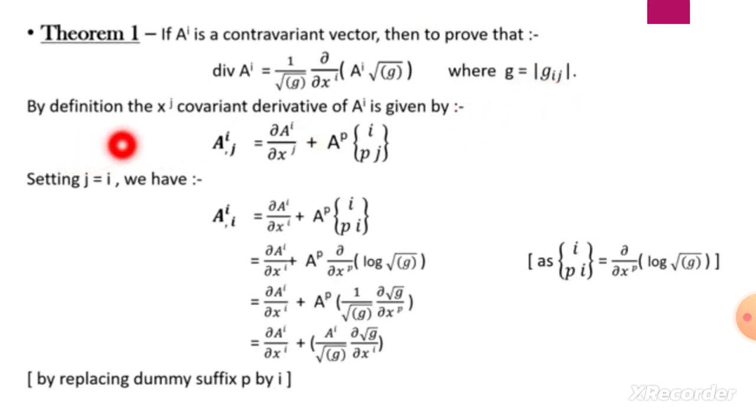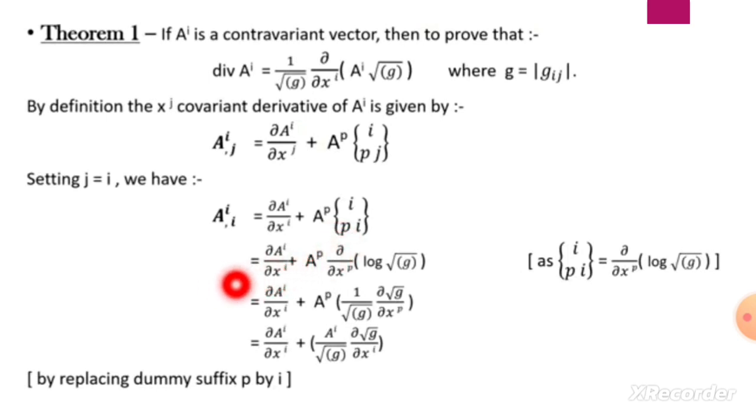By definition, the x to the power j covariant derivative of a to the power I is given by a to the power I comma j. We can write it as del a to the power I upon del x to the power j plus a to the power p in bracket I pj. Setting j equal to I, we have a to the power I comma I is equal to del a to the power I upon del x to the power I plus a to the power p in bracket I pI.